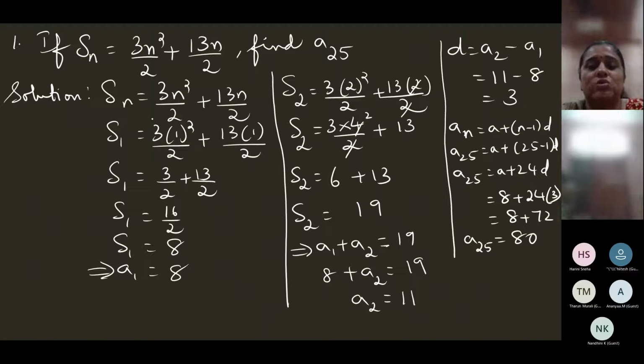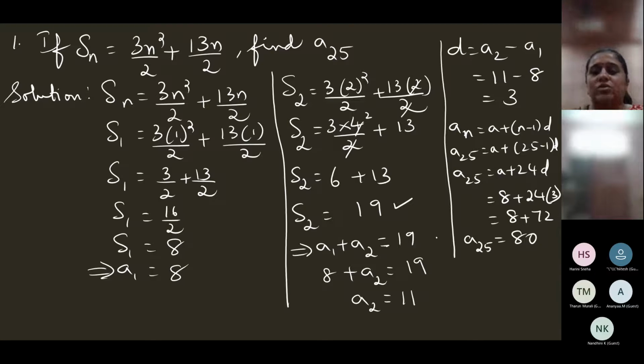What do we understand by S2? S2 is the sum of the first two terms. So first two terms meaning A1 plus A2. S2 meaning A1 plus A2. A1 plus A2 is equal to 19. So we found S2 is equal to 19. That means A1 plus A2, the sum of the first two terms, is 19. But A1 is 8. So like that you can find A2.